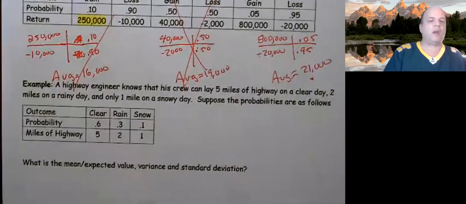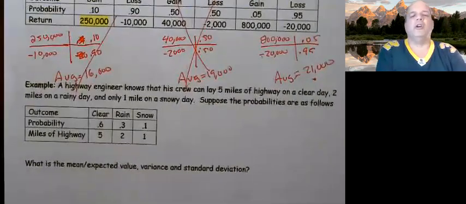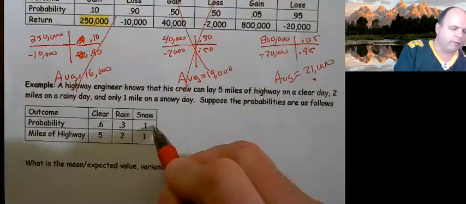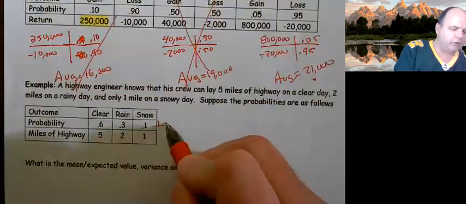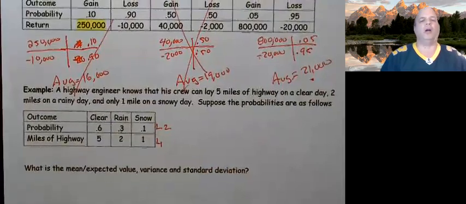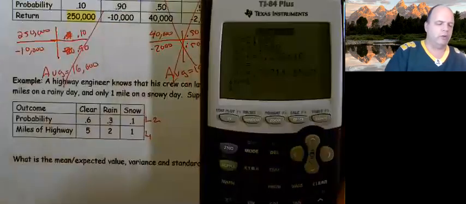All right. A highway engineer knows that his crew can lay 5 miles of highway on a clear day, 2 miles on a rainy day, and 1 mile. Suppose the probabilities are as follows. Okay, remember, frequencies always go into L2. So this will be L1. Probabilities of frequencies always go into L2. So let's go ahead and do this problem.